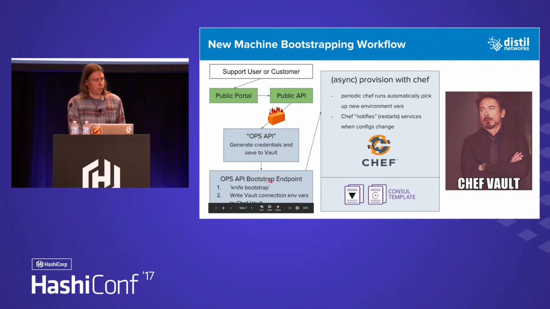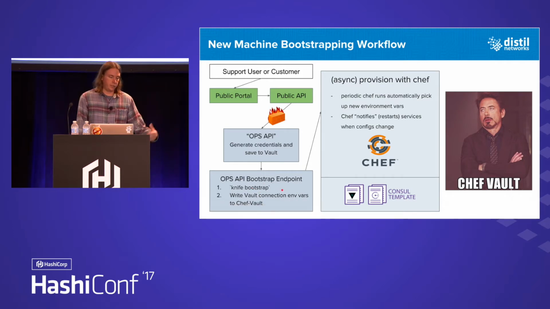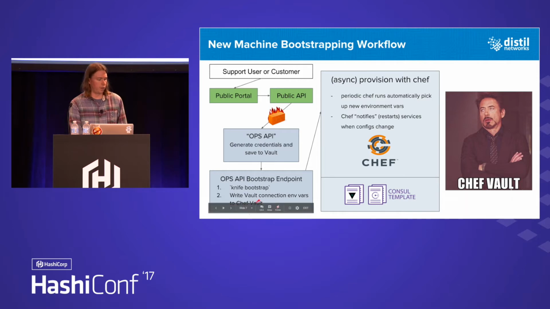OK, so inside of Ops API, we get this request that says, OK, we have a new machine that we need to create. I automatically do a knife bootstrap, so I set the box up basically to hook into Vault and write those environment variables that they need to connect into the path that has the things that they're looking for there.